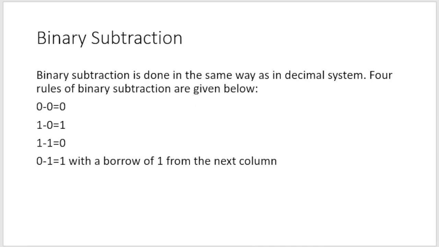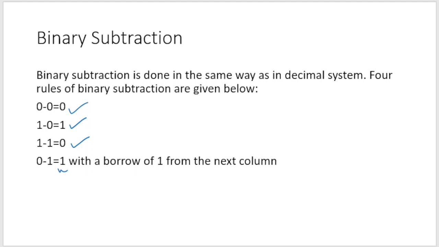Now moving ahead, we are already 24 minutes into the video. So moving ahead, we are going to talk about binary subtraction. And here also the process remains the same as the decimal system. The only thing you need to be careful about is that 0 minus 0 will be 0, 1 minus 0 will be 1, and 1 minus 1 will be 0. But 0 minus 1 will be 1 with borrow from the next column.